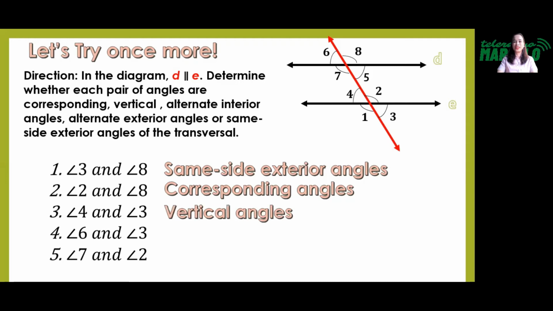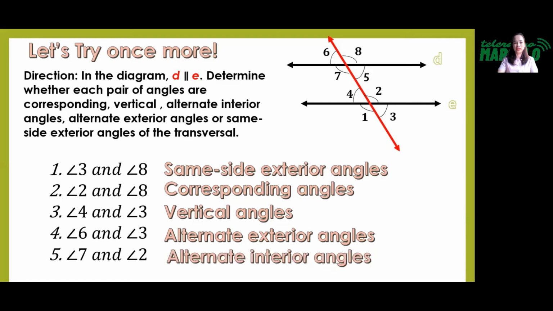They are vertical angles. For number 4, we have angle 6 and angle 3. Angle 6 and angle 3 on the figure states that they are alternate exterior angles. Correct. Number 5, angle 7 and angle 2. Angle 7 and angle 2 from the figure is alternate interior angles.